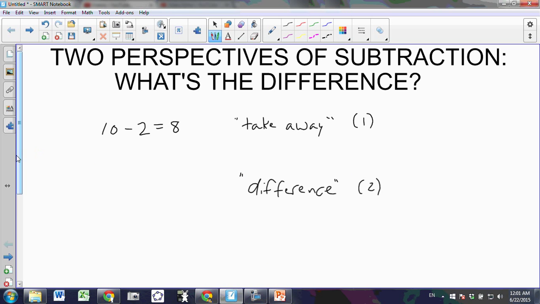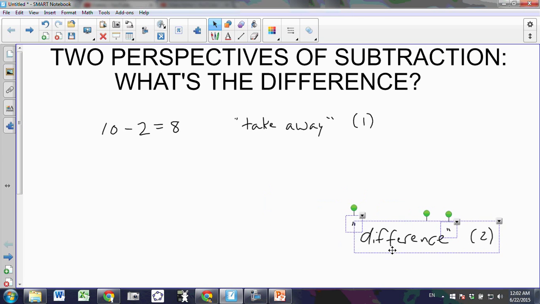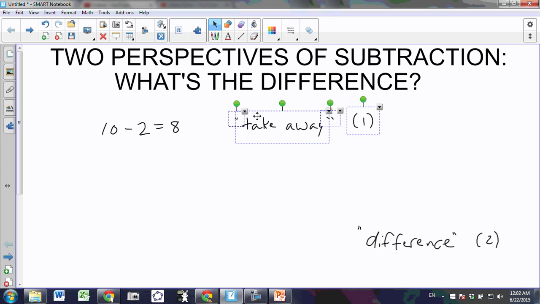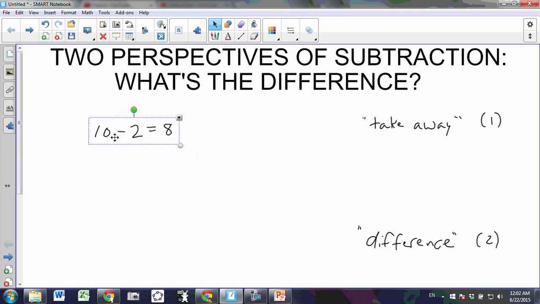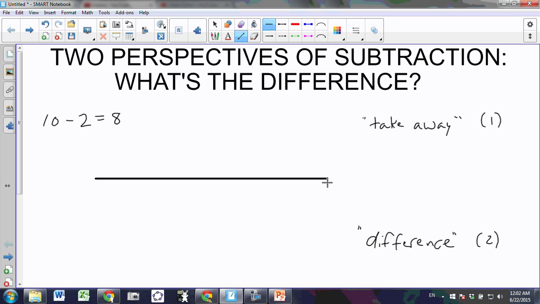I'm going to model both of these perspectives. And I'll just give myself a little bit of room here, and we'll model 10 minus 2 equals 8 from both perspectives. How about that? Now, I'm going to use a number line to model these two perspectives.